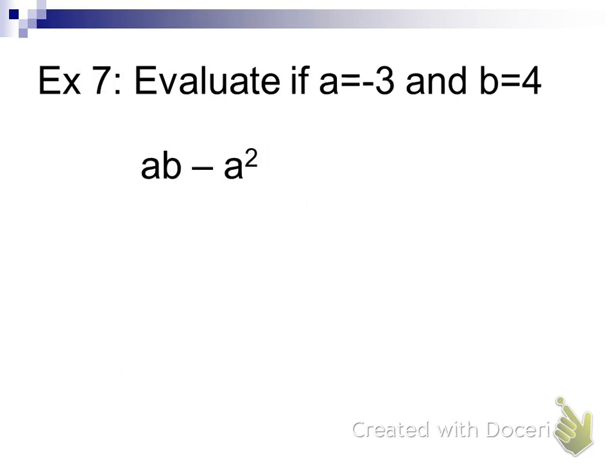We are evaluating if A equals -3 and B equals 4. So A times B minus A squared. Plug it all in. Parentheses are right there for you. Perfect.